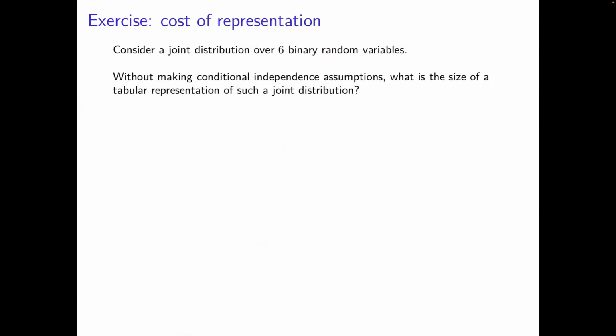Now let's see the Bayesian network making a bigger impact in our lives. So consider a joint distribution over 6 binary random variables. Without making conditional independence assumptions, what's the size of a tabular representation of such a joint distribution? So take a moment to think about it, pause the video, work on the solution. I'm going to reveal it shortly.